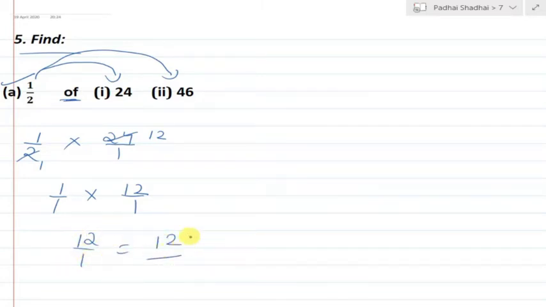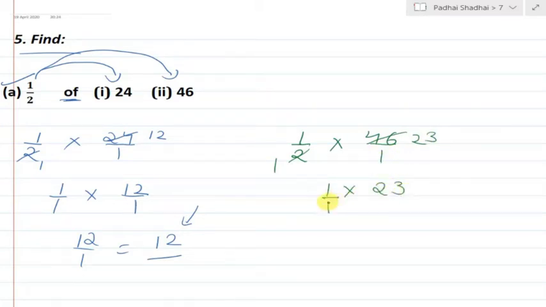Let us see question number 2 of the same part. Now 1 by 2 of 46. Let us check it. 1 by 2 into 46. We will put denominator 1 here. And now let us try to cut it. Is it possible? Yes beta. 46 we can divide by 2, 2 into 23. So now for the first fraction we have left 1 by 1 into 23 by 1. So 1 into 23 is equal to 23 and 1 1 is 1. So 23 by 1 and the final answer will be 23.